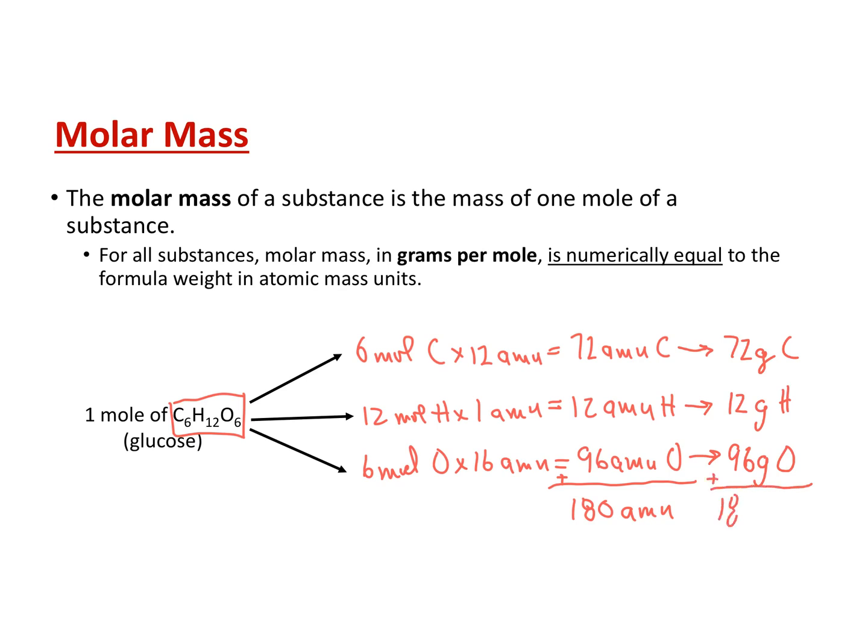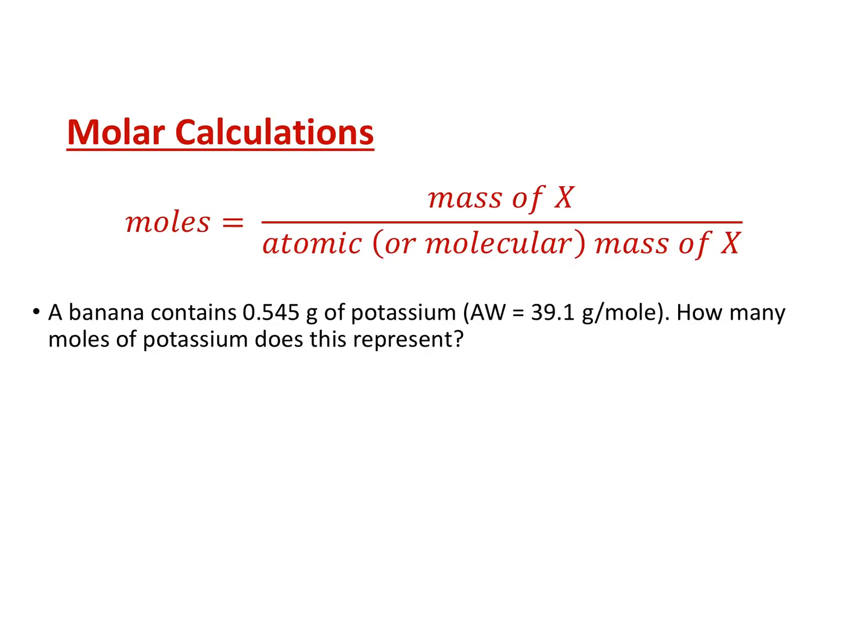So if I add these together, I would have to have 180 grams of glucose to have 1 mole of glucose. We can break that down on an element by element basis, right? 6 carbons at 12 AMU each. So 6 times 12 is 72, 12 hydrogens at 1 AMU each, and then 6 oxygens at 16 AMU each, to see that the molar mass of glucose is 180 grams. That would represent 1 mole of glucose. Within that 1 mole, I'd have 6 moles of carbon, 12 moles of hydrogen, and 6 moles of oxygen.